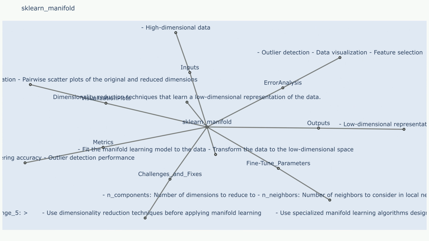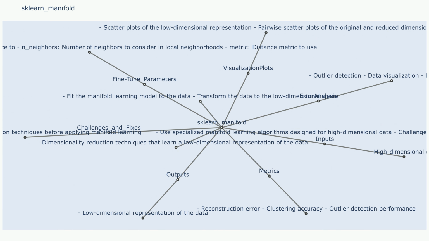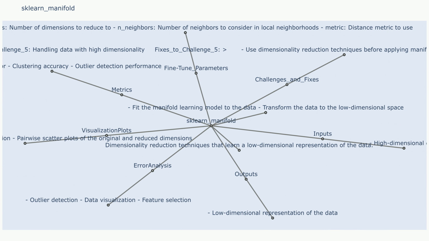Challenge 3: Outliers. Outliers in the data can significantly impact the results of manifold learning, leading to distortions in the embedding space. Sample use case that resulted in challenge 3: A dataset containing a few data points that are significantly different from the rest. Fixes to challenge 3. Outlier removal: identify and remove outliers from the dataset before applying the manifold learning algorithm. Robust manifold learning: use algorithms that are robust to outliers, such as robust locally linear embedding (RLLE) or ISOMAP with outlier rejection.